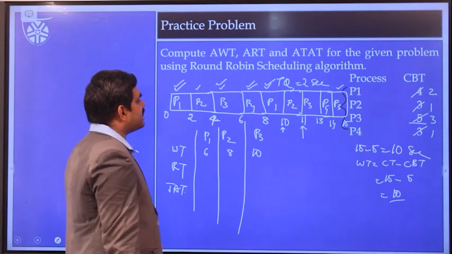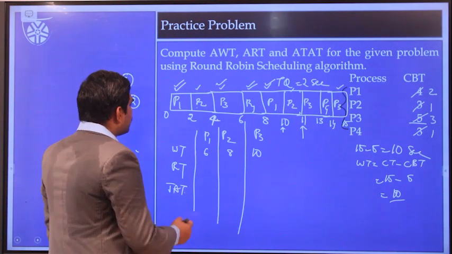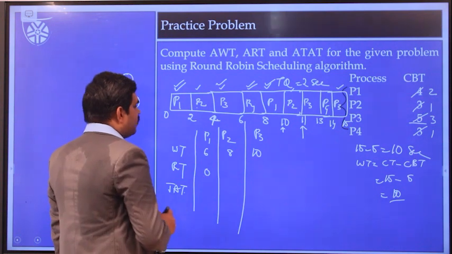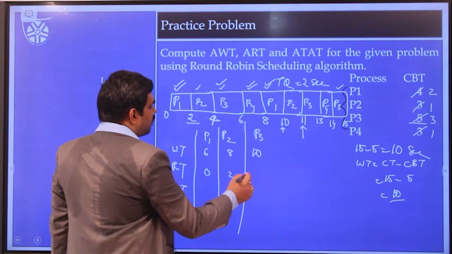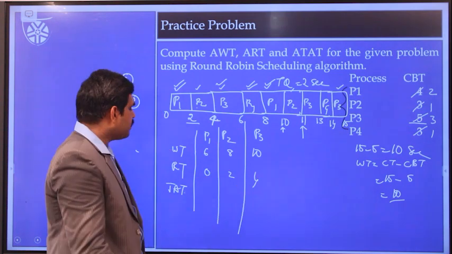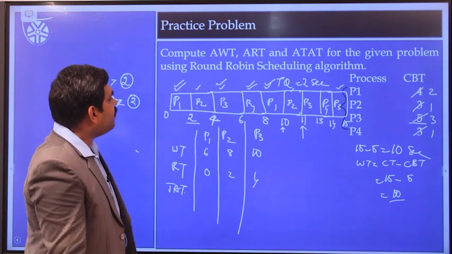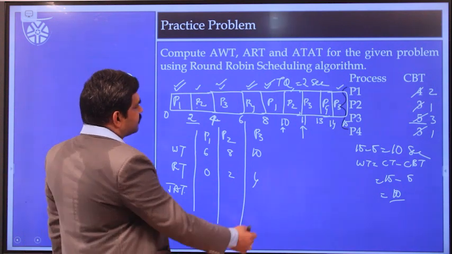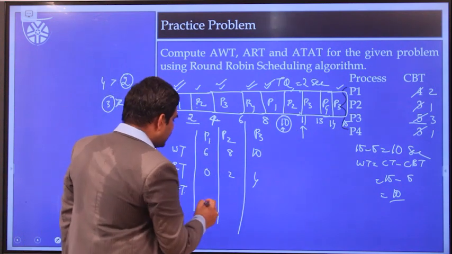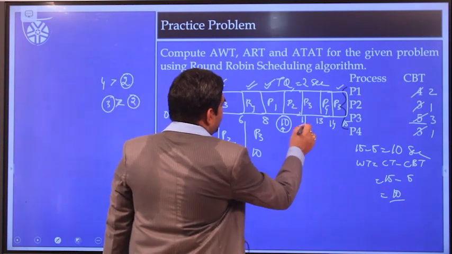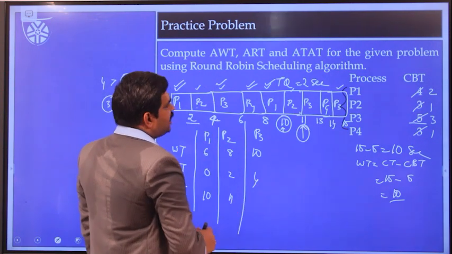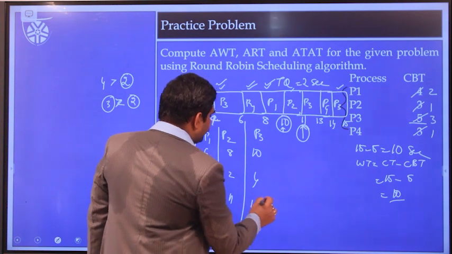Thereafter, I am going to compute the response time. When did process P1 get the first response? At the 0th second. What about P2? P2 got the first response after 2 seconds. When did P3 get the first response? After 4 seconds. Coming to the turnaround time. When has process P1 completed? It has been completed after 10 seconds. What about P2? P2 has been completed after 11 seconds. What about P3? P3 has been completed after 15 seconds.